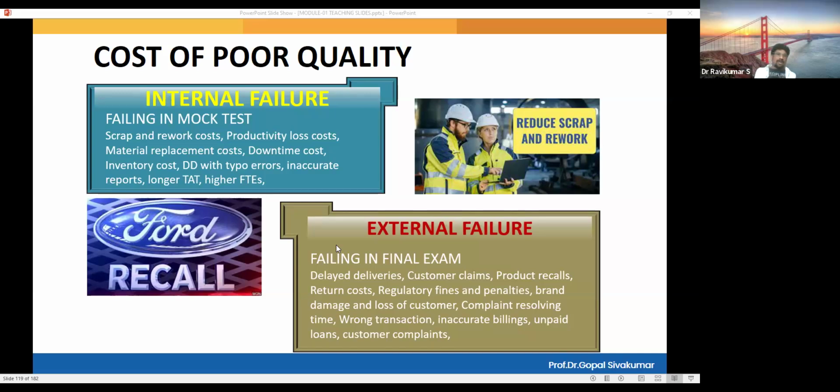So this cost of poor quality external failure is also one of the important ways to identify the project, to identify the problem. Got it, guys? This cost of poor quality is also an important way to identify the problem which exists in our process. So we have three means to identify the problem existing in the process. It may be the VOC, VOB, and cost of poor quality.